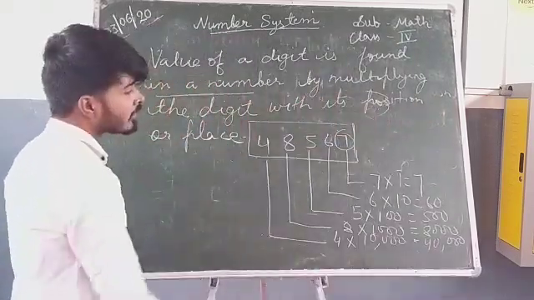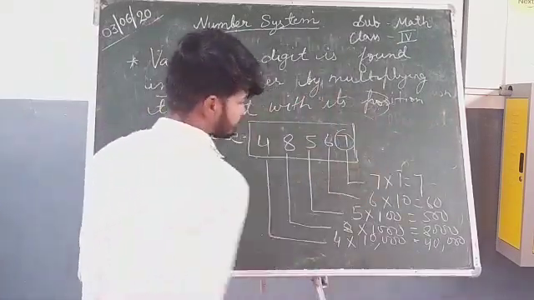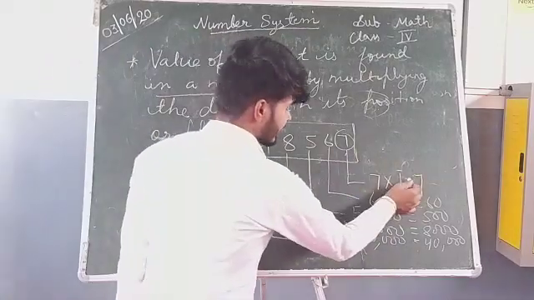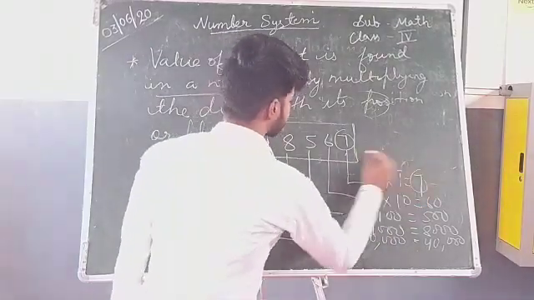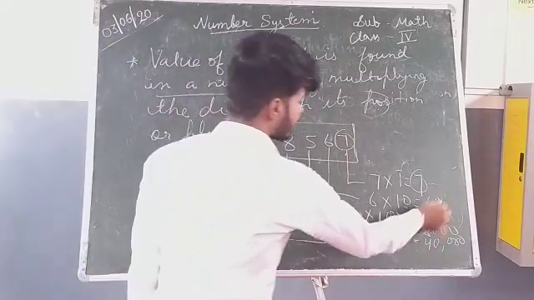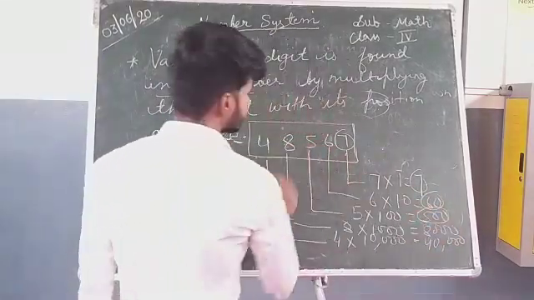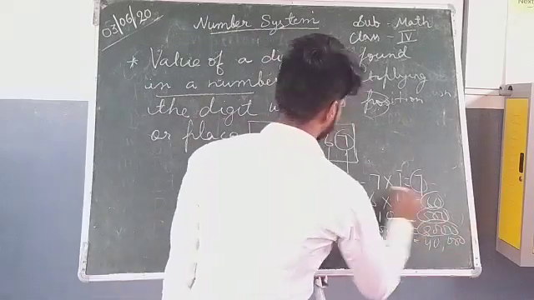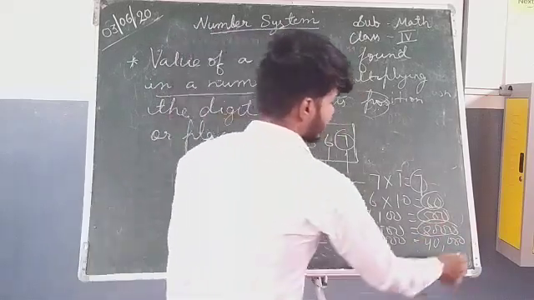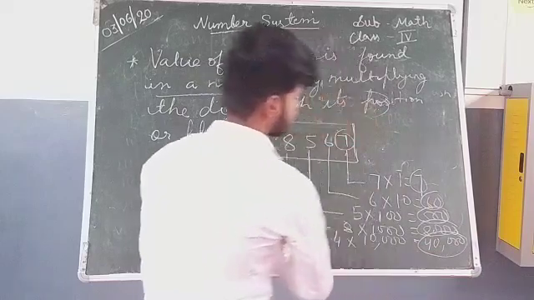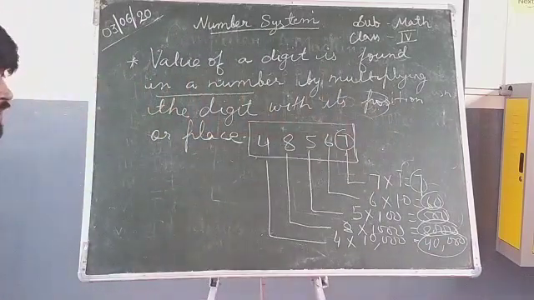So these are the places of a number. 7 is in the ones place, so it will be 7. 6 is in the tens place, so it will be 60. 5 is in the 100 place, so it will be 500. 8 in the 1000 place, so it will be 8,000. And 4 in the 10,000 place, so it will be 40,000. Now we will solve some questions.